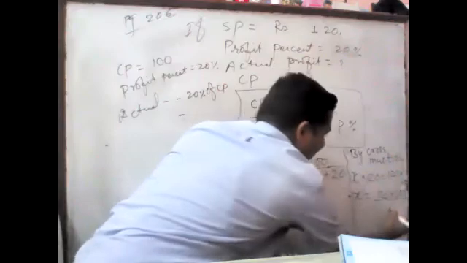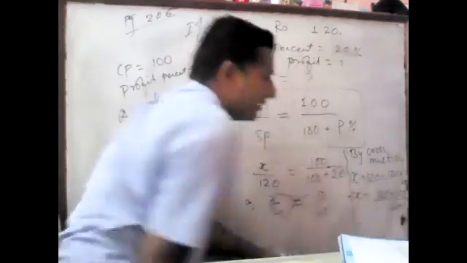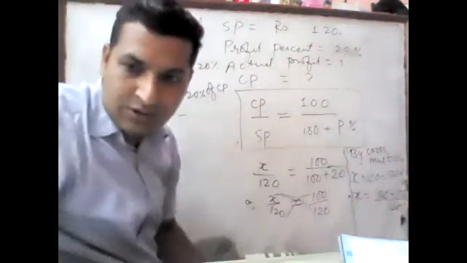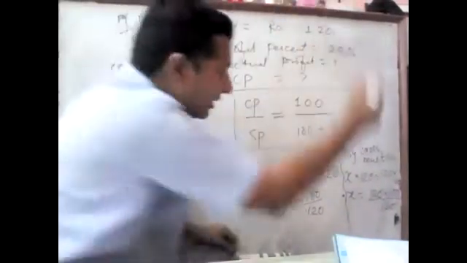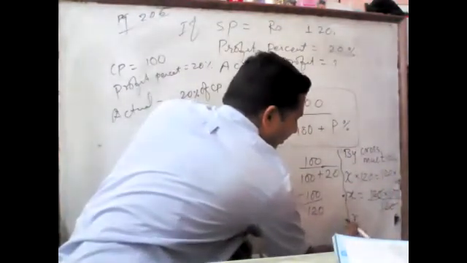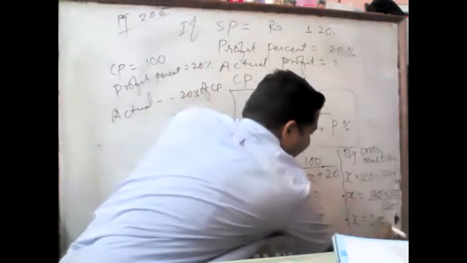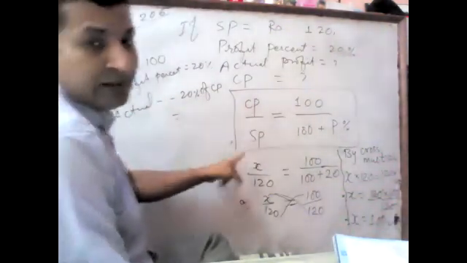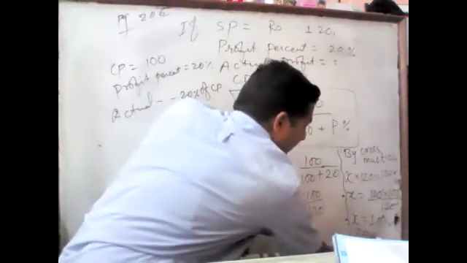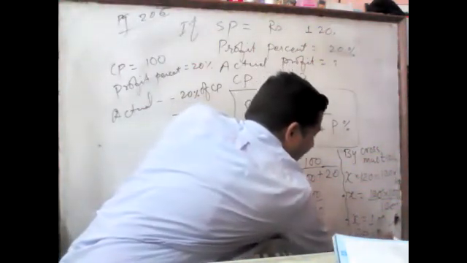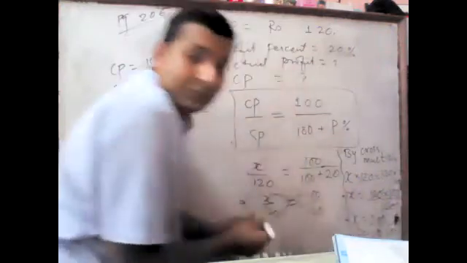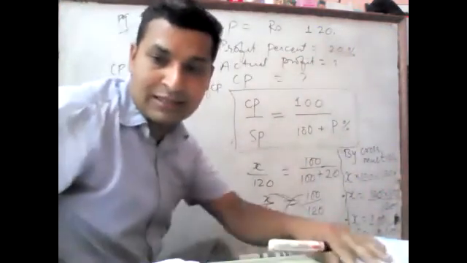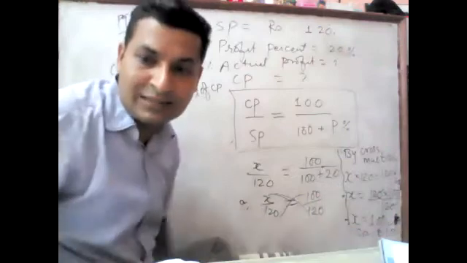upon 120. That 120, 120 we can cut off, so that what remains, X equal to 100 only. Like this. What is X? We have supposed for CP, so that therefore CP is equal to rupees 100. We can write like this. So I hope you understand it.